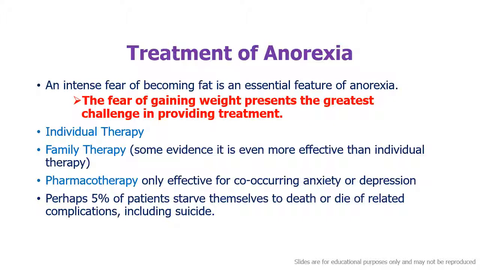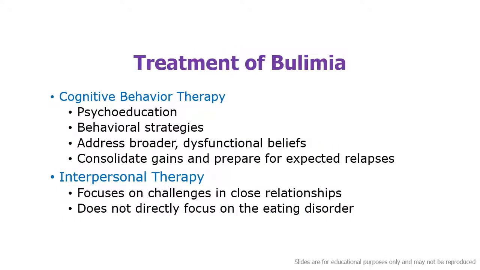However, this is only really effective in treating the co-occurring psychopathology such as anxiety and depression. They don't really work directly on the anorexia. They kind of just supplement the process. The treatment of bulimia can be considered probably a little easier than anorexia. You're going to be focusing on cognitive behavioral therapy as well as interpersonal therapy in these patients.